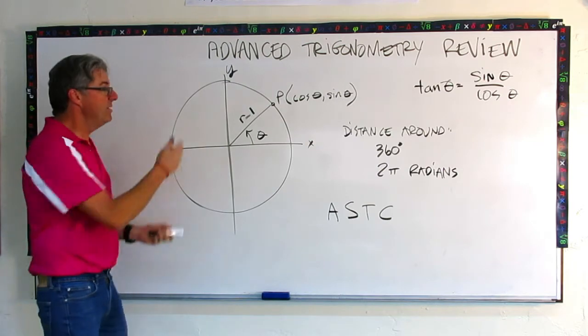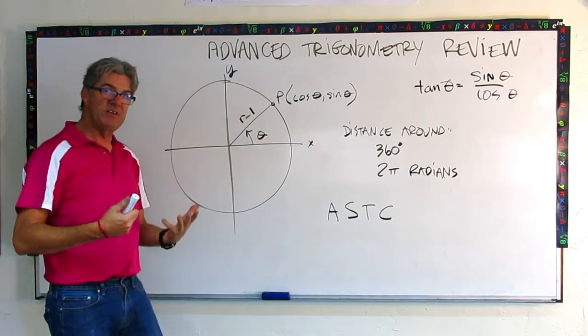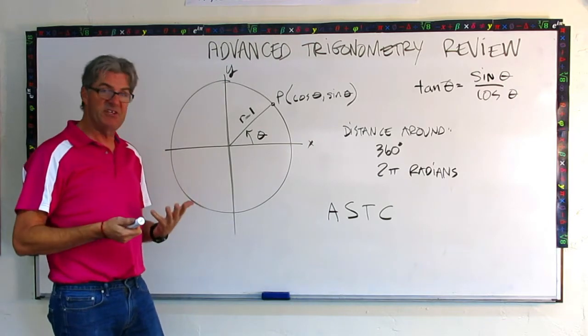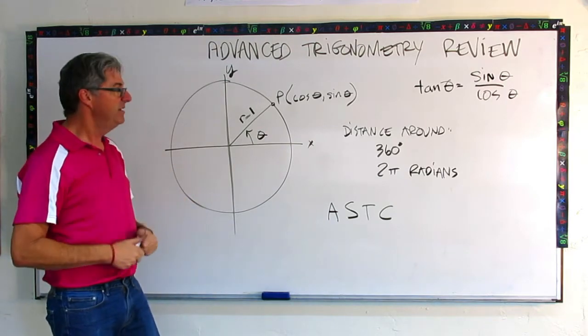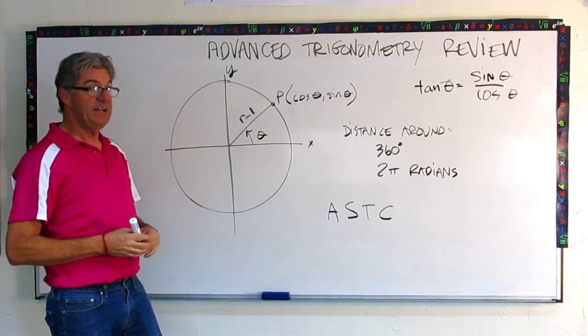Now we talked about how we measure the distance around the unit circle. Now everybody's familiar with degrees, 360 degrees in a circle. That's great. Well, in this unit we use radians to go around the circle. And it's kind of interesting.